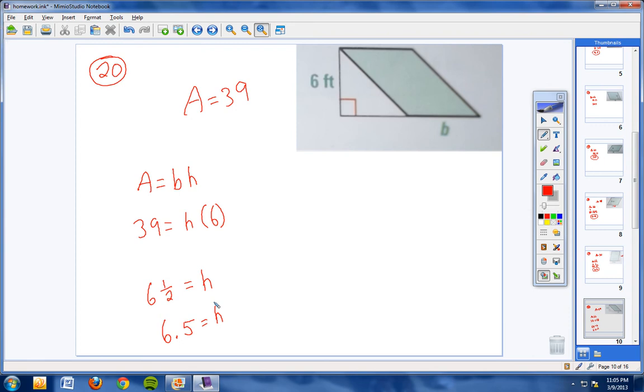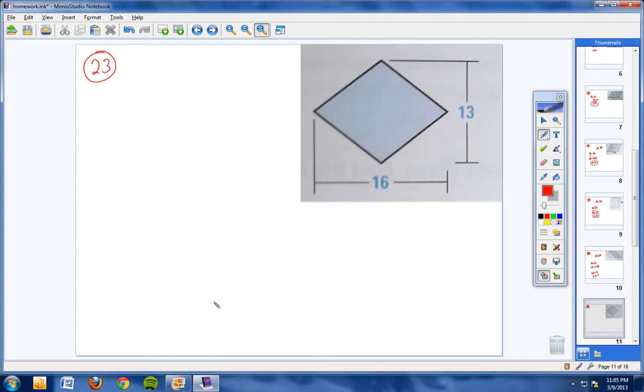Okay, moving on to the last 6 problems. The last 6 problems, we're finding the area of rhombi. The area of rhombi, okay? Now, we need to know the diagonals for all of these, because in order to find the area of rhombi, it's 1/2 diagonal 1 times diagonal 2.